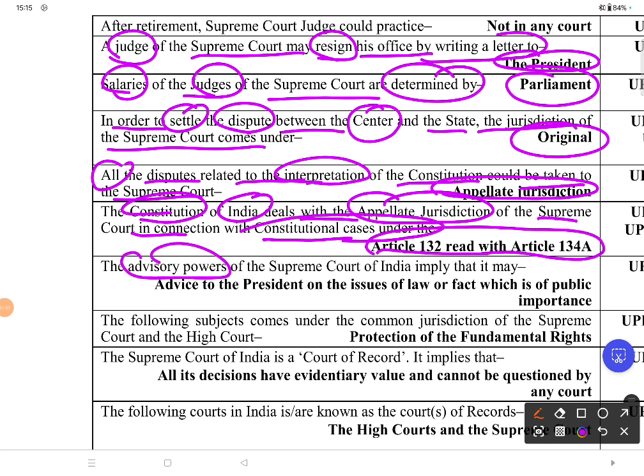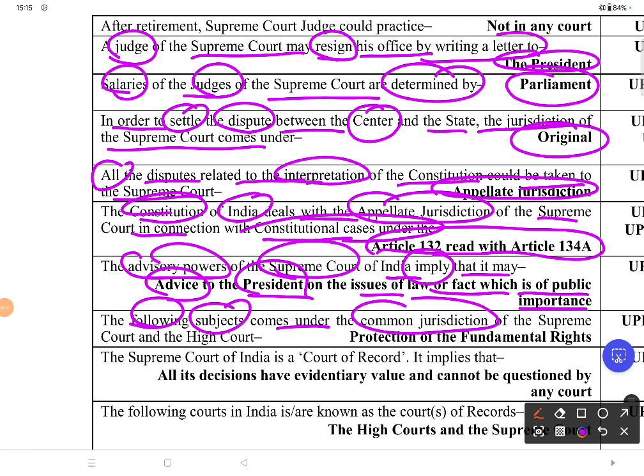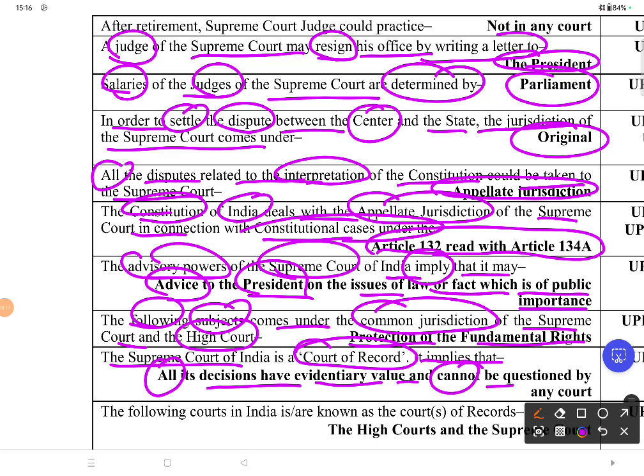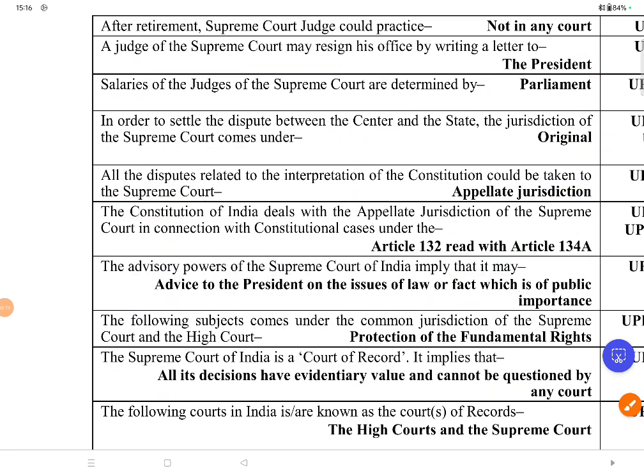The advisory powers of the Supreme Court of India imply that it may advise the President on issues of law or fact which are of public importance. The following subject comes under the common jurisdiction of the Supreme Court and High Court: protection of fundamental rights. The Supreme Court of India is a court of record. It implies that all its decisions have evidentiary value and cannot be questioned by any court.